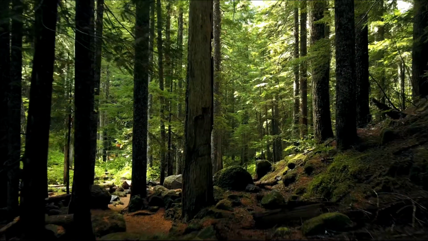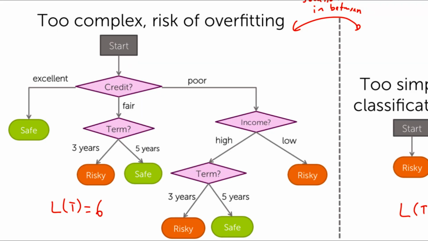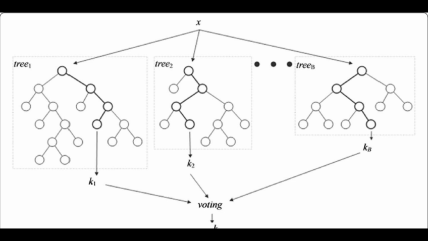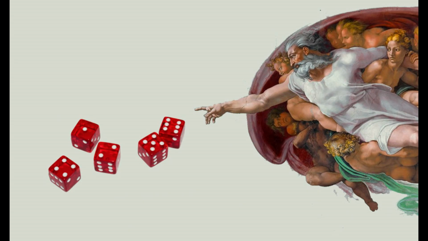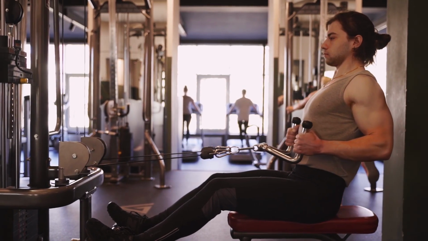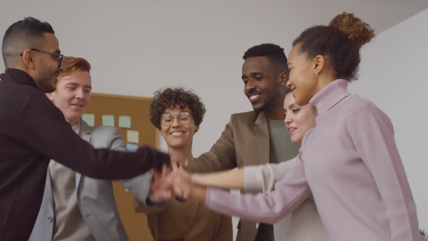Now, a random forest takes this a step further. Instead of relying on a single decision tree, which might overfit the data, a random forest builds multiple decision trees and combines their outputs to make a more accurate and reliable prediction. Each decision tree in the random forest is trained on a random sample of the data and uses random subsets of the features. This randomness helps prevent overfitting and makes the model more robust and generalizable to new data. Essentially, it's like consulting a diverse group of experts rather than relying on just one opinion.